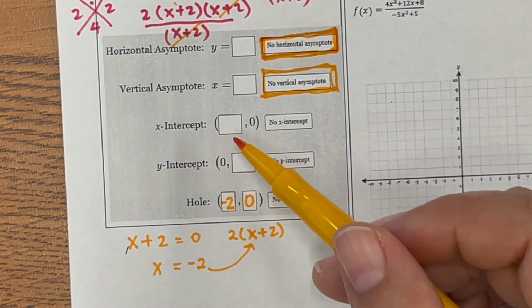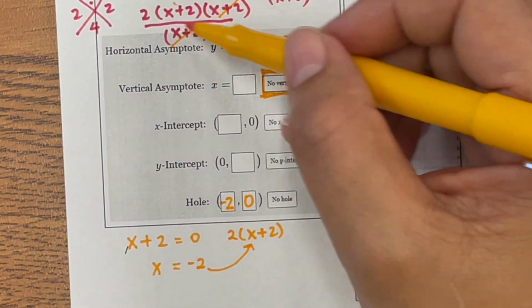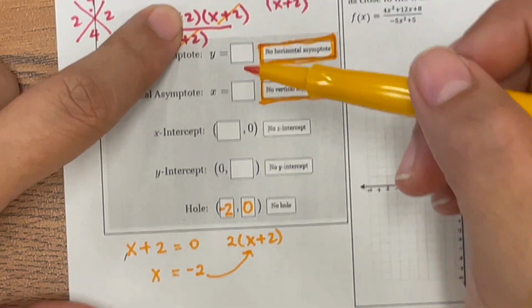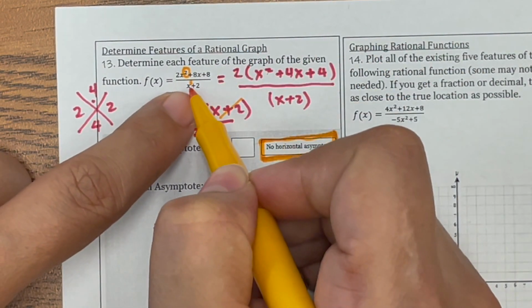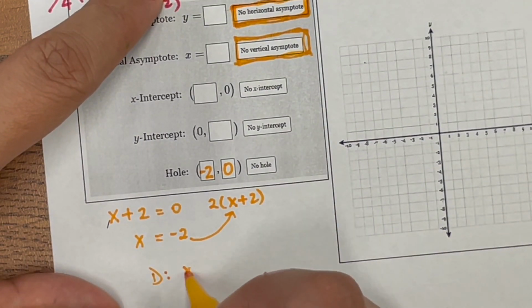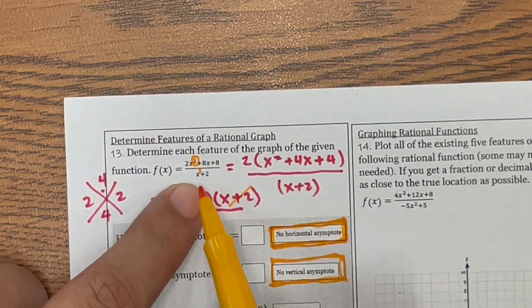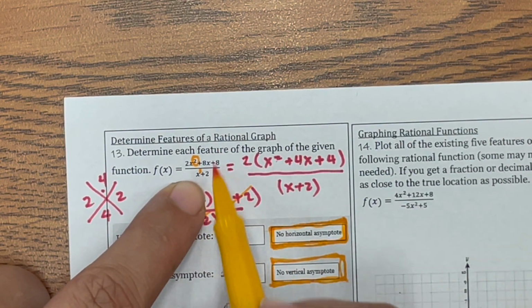Let's find our x-intercepts. First find out what your domain restrictions are. So I start off with my regular equation. X cannot be equal to -2 because that would be dividing by 0. So my domain restriction is x cannot be equal to -2, because if x is equal to -2, it'll give me a denominator of 0 and it'll give me undefined.